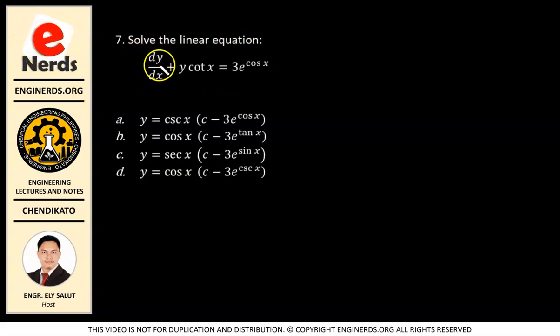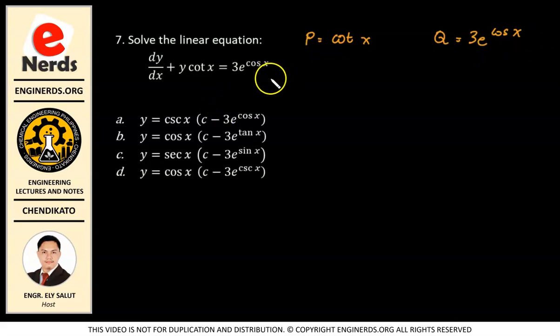In here we have dy over dx plus y cotangent x is equal to 3 e to the cosine of x. It is already arranged in the general form because this is dy over dx, we have y on our second term, and our right side is a function of x. So immediately we can identify our p and our q. Our p is equal to cotangent x and our q is equal to 3 e to the cosine of x.